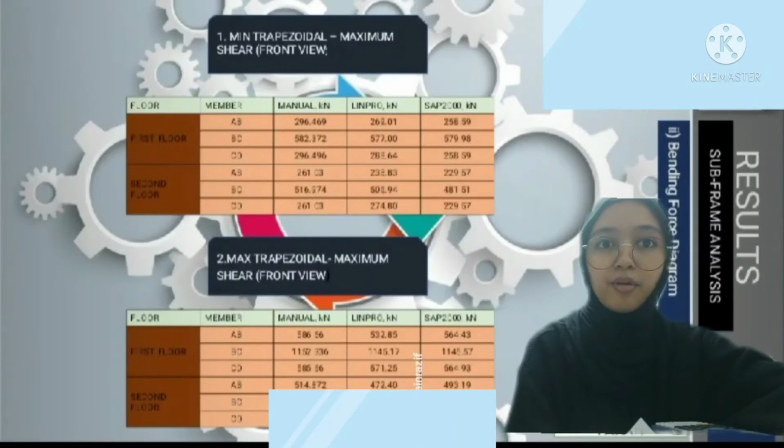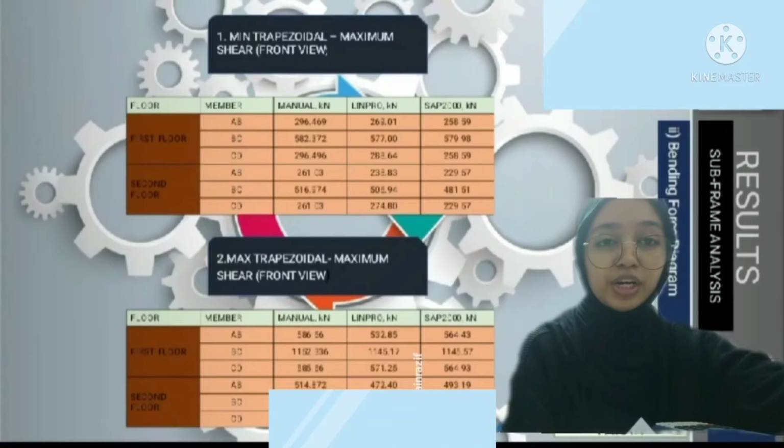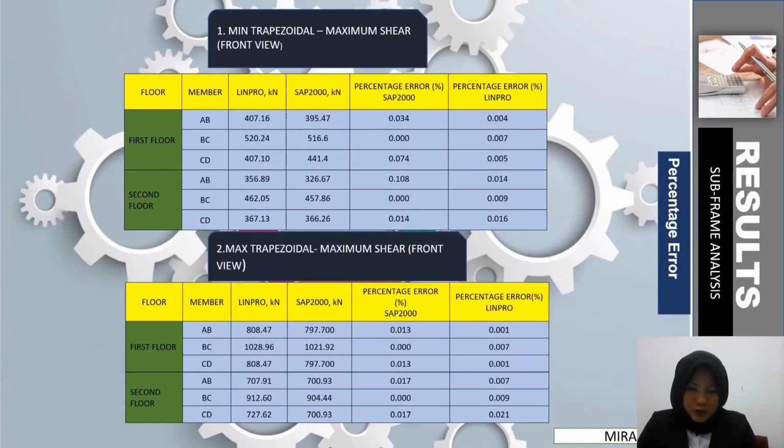Next, this is the data for maximum and minimum trapezoidal load for maximum shear, and the data was not different from each other. And next is the minimum and maximum triangular load, and the shear force diagram was not different from each other. So as you can see here, these are comparisons between manual calculations and software LinPro 2D and SAP 2000 3D. For example, we took member AB for the minimum trapezoidal maximum shear and look at the percentage error for SAP 2000.